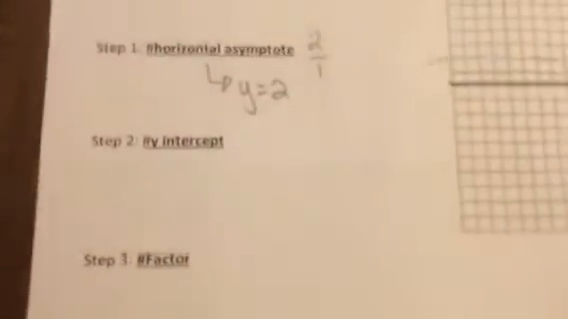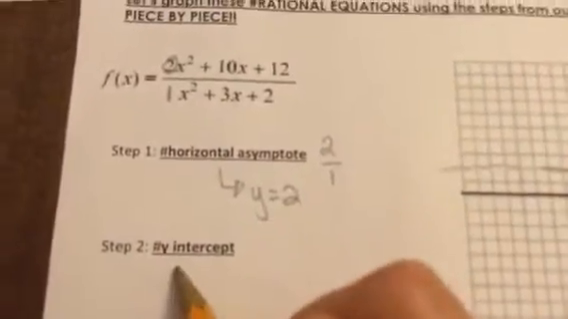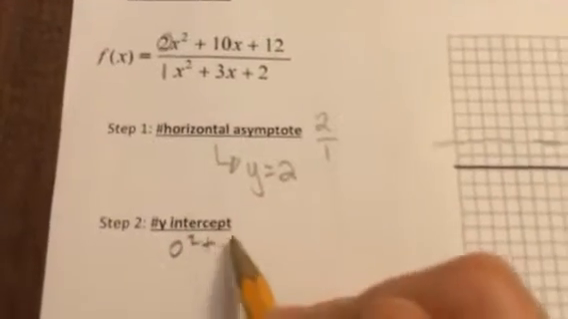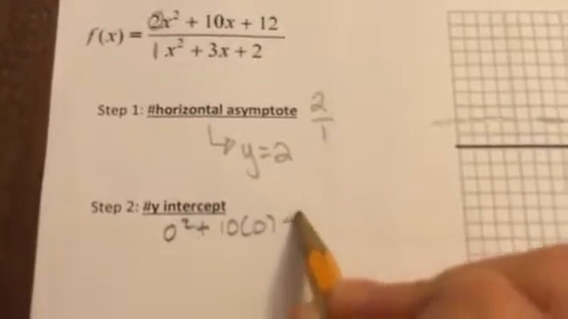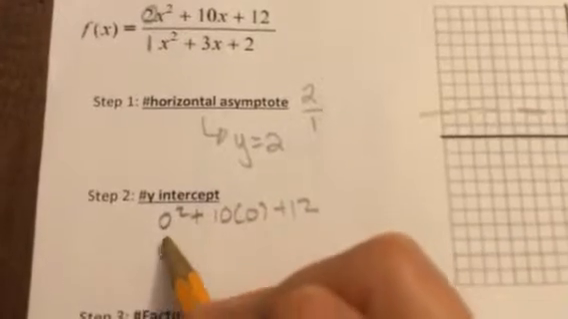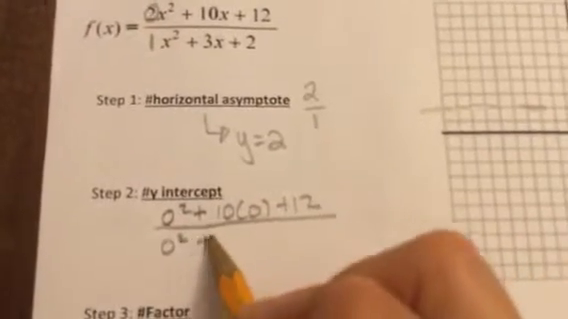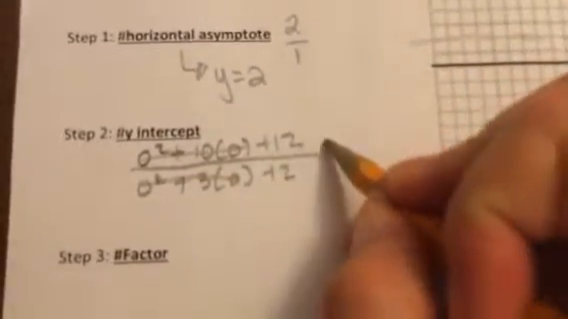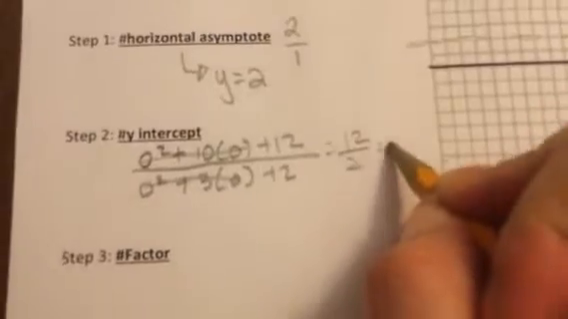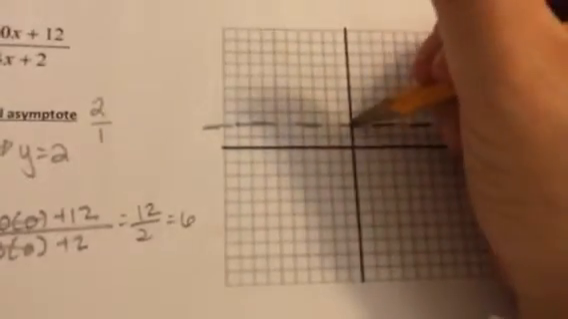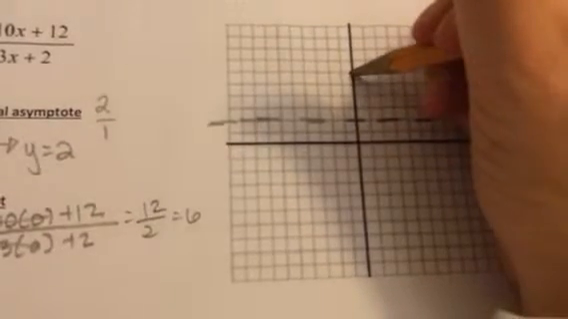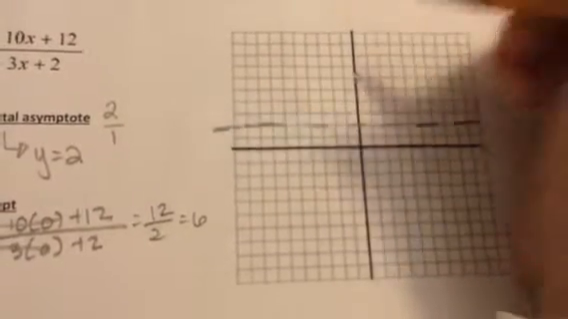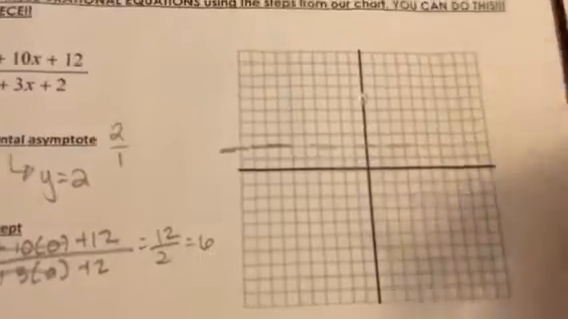Then, same thing as before, y-intercept, plug 0 in for x, so 0 squared plus 10 times 0 plus 12 over 0 squared plus 3 times 0 plus 2. These will cancel each other out. And it will make 12 divided by 2 is 6. So the y-intercept here is 6. So 1, 2, 3, 4, 5, 6. So put that there.